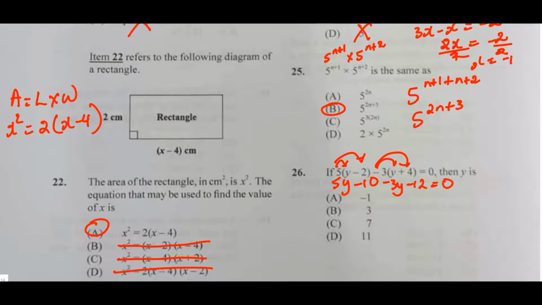Group our like terms, so 5y minus 3y gives me 2y, and minus 10 minus 12 gives me negative 22 is equal to 0. We're going to add 22 to both sides of our equation. So we can see from here, divide by 2 on both sides, that y is equal to 11. And what you could have done is substitute these numbers for y and see which one will give you a 0. That's also something that you could have done.